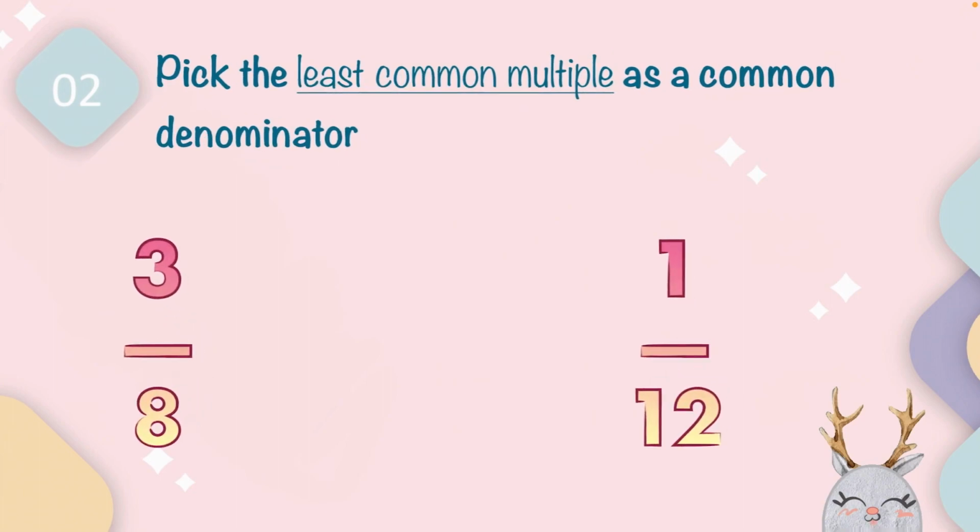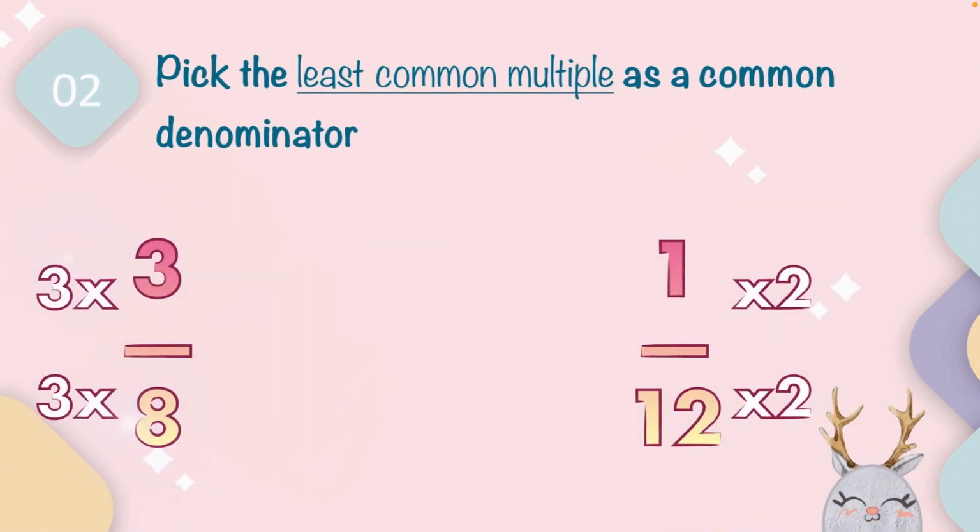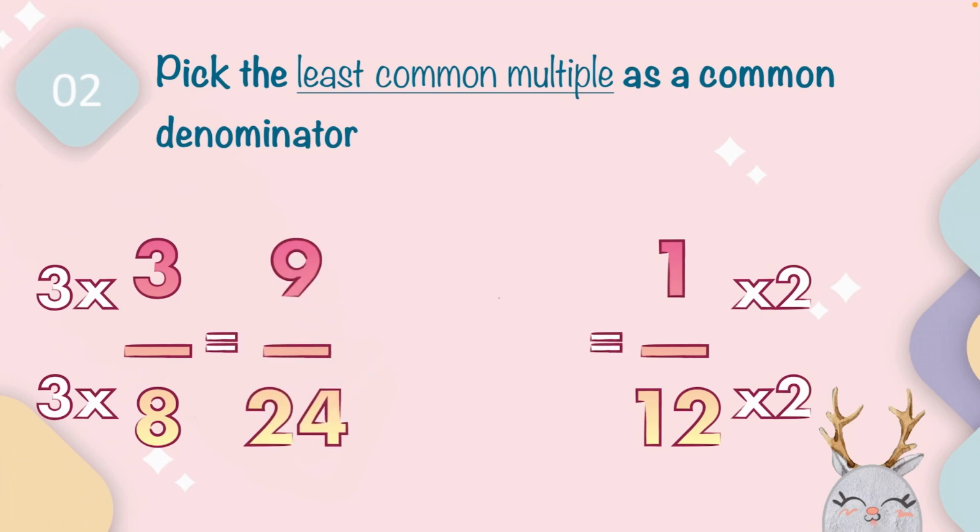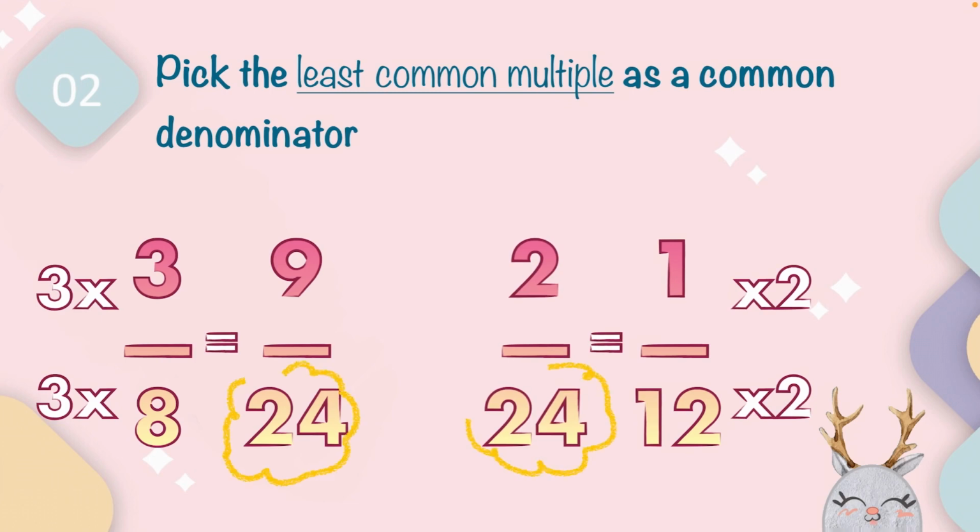So what we are going to do is multiply 3 by the whole fraction of 3/8 and 2 by the whole fraction of 1/12. And we will get 2 new fractions, and both of them have a common denominator of 24.